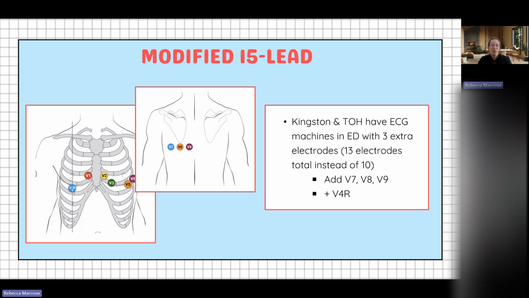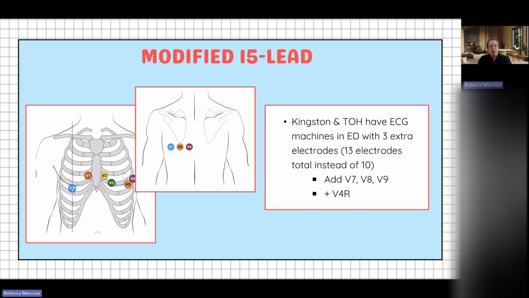So at TOH, we put our 10 usual electrodes on to do our 12 lead ECG. And then we also add the extra 3 for V7, V8, V9. And then we move V4 over to the right side. So we would have V1, V2, V3, V4R, V5, V6, V7, V8, V9.